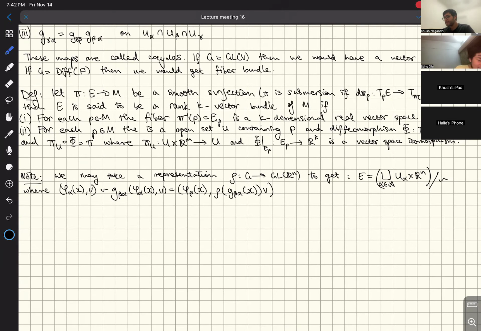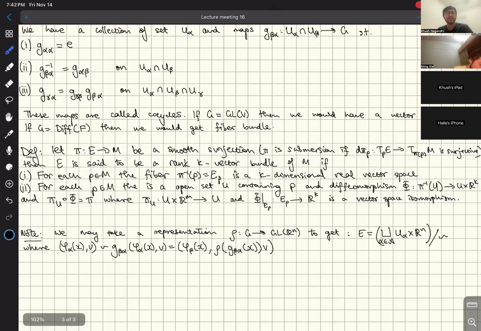Are there any questions on what a vector bundle is? Okay. So I'll just define one last thing before we leave for the day, and that's to come back to the tangent bundle and define a vector field finally.